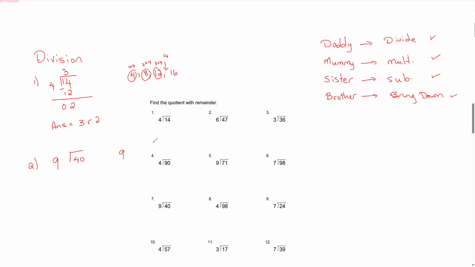So we use our timetable, the 9 times table, up to or just past 40. So 9, if you don't remember your 9 times table, remember to just keep adding 9. Right, so 9, 18, 27, 36, 45. Now, 40 is located in between 36 and 45.